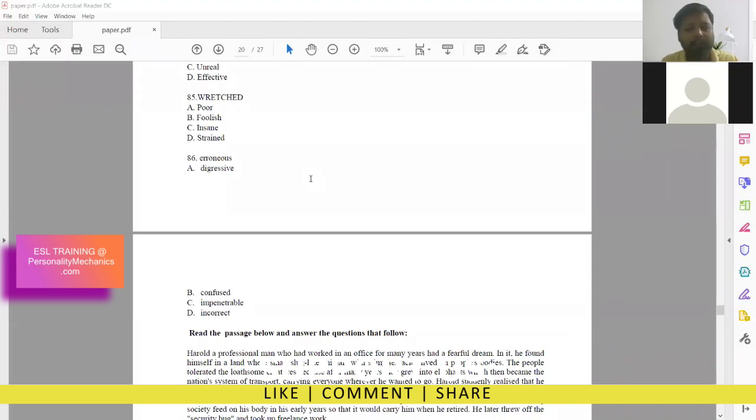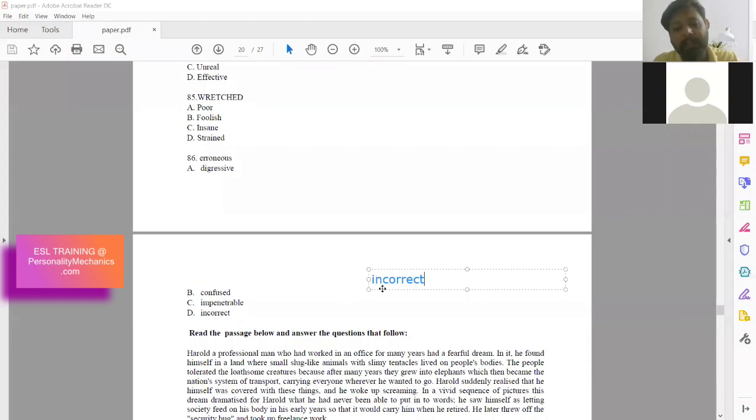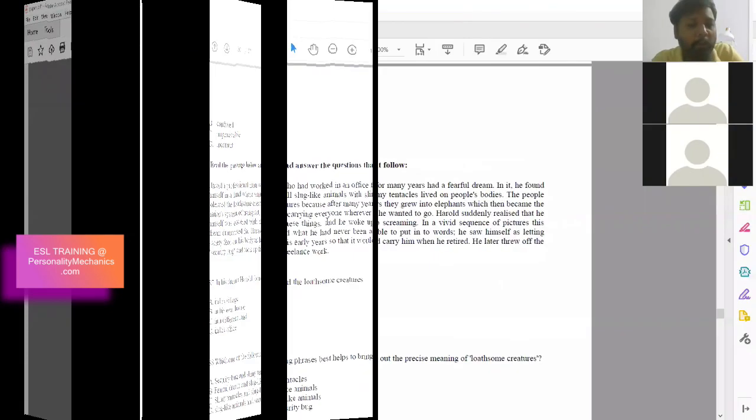And erroneous means obviously a mistake, so incorrect is the nearest to the answer, right? So I would say incorrect is the best option here. Erroneous means something that has an error, right? Error we know is incorrect, and this was pretty straightforward as an answer. So this is this small passage.